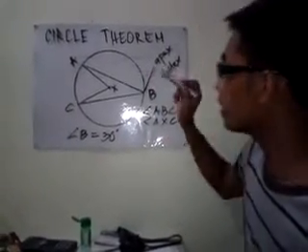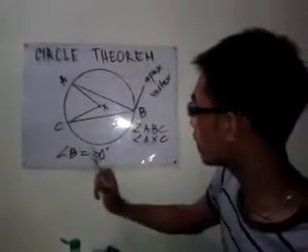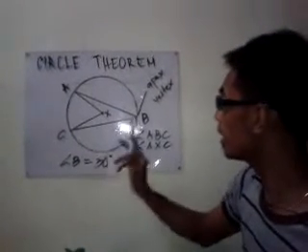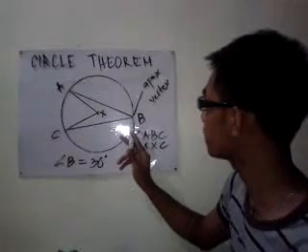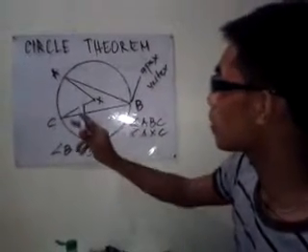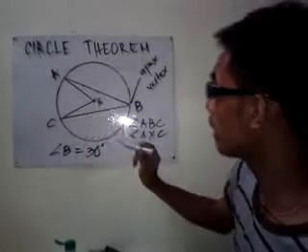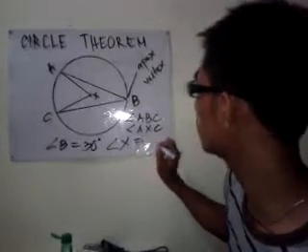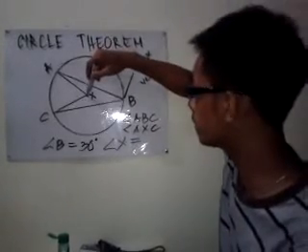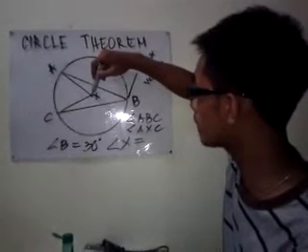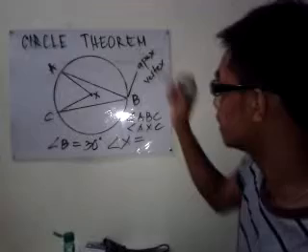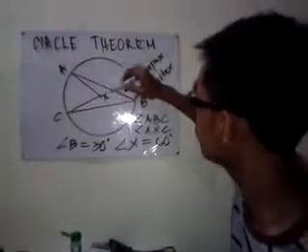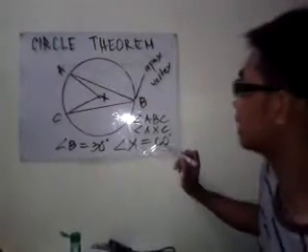In circle theorem, the size of angle B will not just equal angle X. Angle X will be angle B multiplied by 2, because the vertex of this angle is at the middle of the circle. So 30 times 2 will give us 60. So this angle now measures 60 degrees.